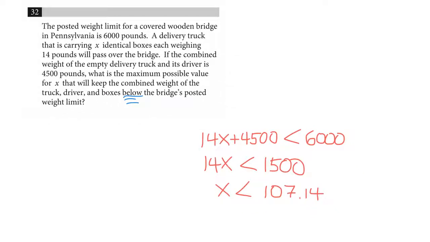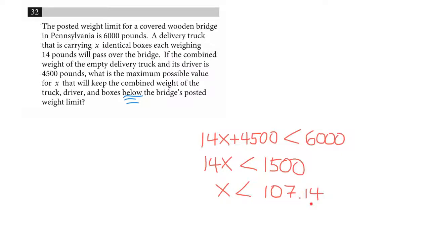Now, the bottom line is, whatever the poundage of the truck is, what we've just discovered is that if you have 107.14 boxes, then you've hit the limit, right? So we want to make sure that we have less than 107.14 boxes. Now, first of all, some of you might be noticing that it doesn't really make sense to have a decimal when we're talking about how many boxes, right? Because we want to look at the maximum possible value for x, also known as how many identical boxes the truck could be carrying.